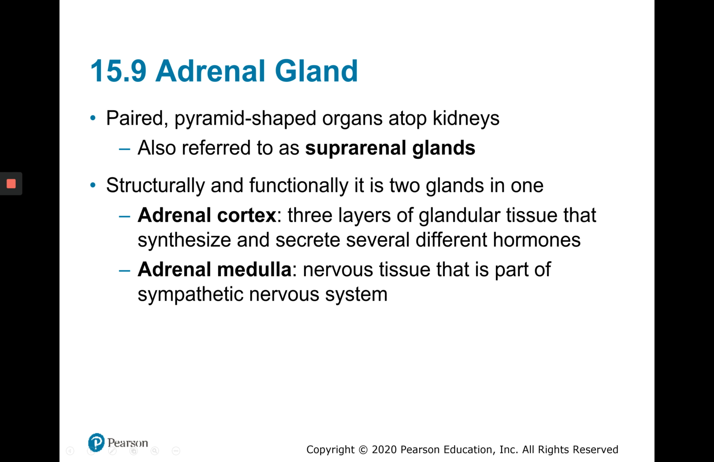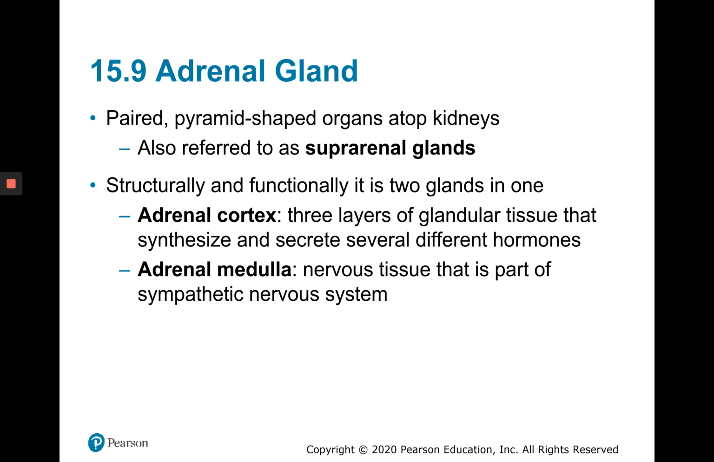So the next gland we're going to look at is the adrenal gland. And there's two adrenal glands. They're paired. They sit on top of the kidneys, so sometimes they're referred to as the suprarenal glands. There's two parts to the adrenal glands, and so they're really functionally two glands, structurally and functionally.